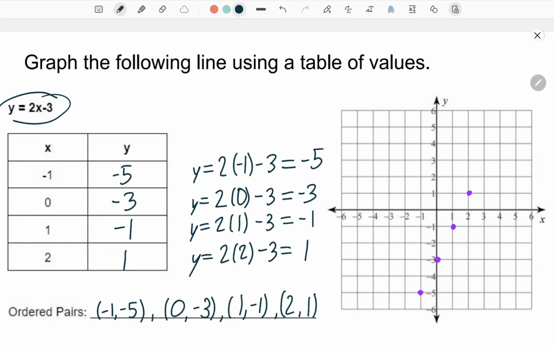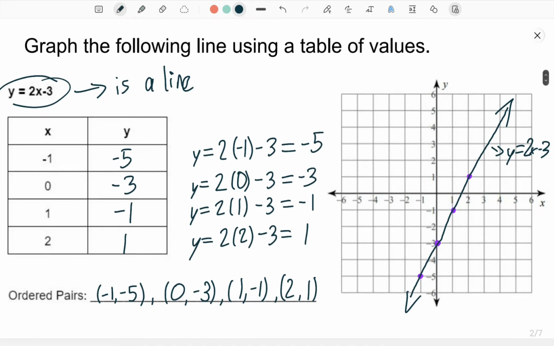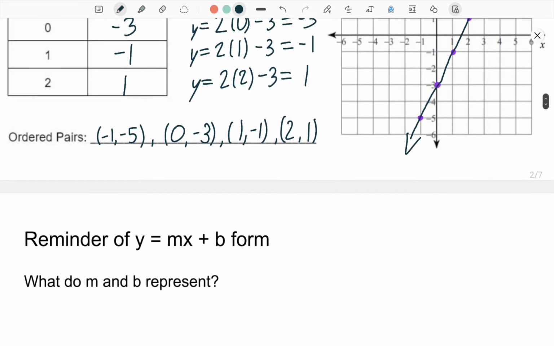Next, what we want to do is, since this equation is a line, we want to connect these points all with a line. And if you use a nice straight ruler, you can connect them up in that kind of a way. And so this is the graph of y equal to 2x minus 3. That's how we would have done it using our past techniques of a table of values. Now we're going to see that there's actually going to be another way we can do this.